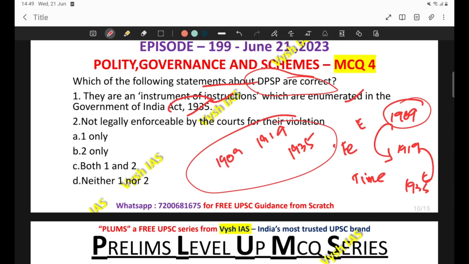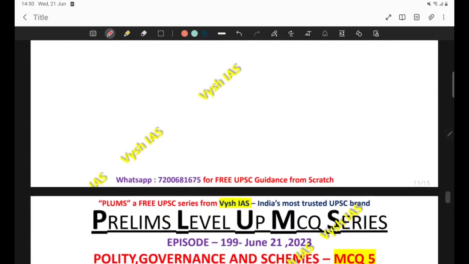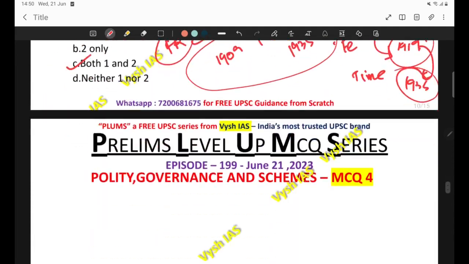As per your convenience you can learn. If you are good at memorizing, you can make mnemonics and learn. If you are good at conceptual clarity, then you can see it through the view of the constitution. Like in 1909 we have very basic constitutional features, then some more features were added, and then some more. So like that also you can learn. So this is correct. Then, not legally enforceable by the courts for their violation. Yes, DPSPs are not legally enforceable. Which are legally enforceable? FRs. Fundamental rights are legally enforceable, but DPSPs are not. So here the correct answer comes out to be C, both 1 and 2.